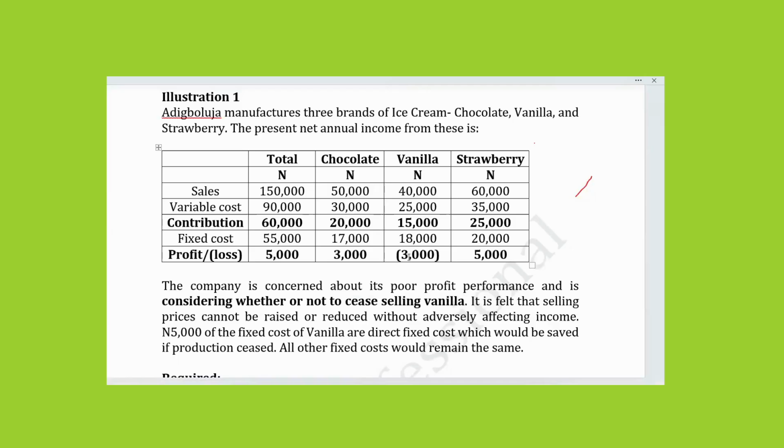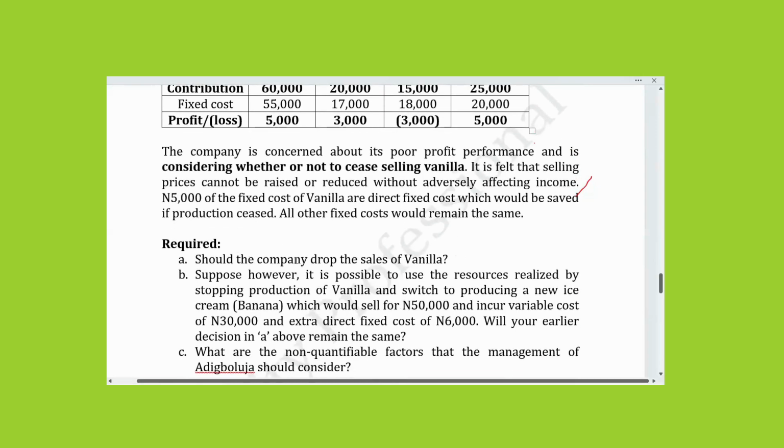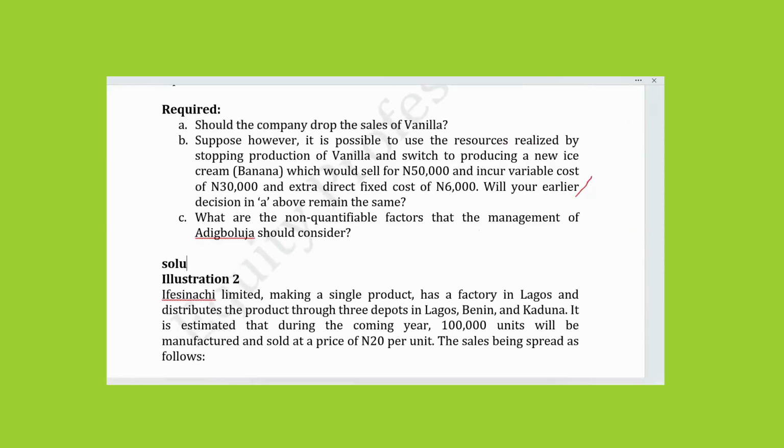So you can see from the question that the examiner is asking whether the company should drop, cease, discontinue, or delete a particular segment. One thing that should cross your mind is that that particular segment is operating at a loss. So if that is the case, let's solve the question now. You are required to advise whether the company should drop the sale of vanilla. So I will then come here, solution.